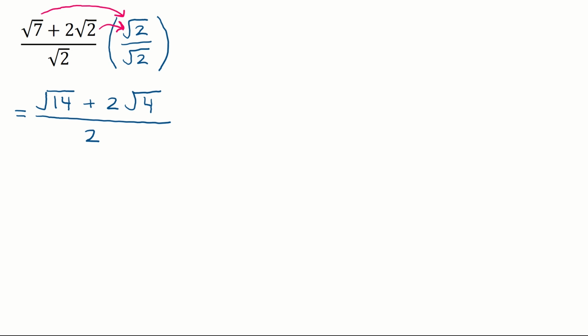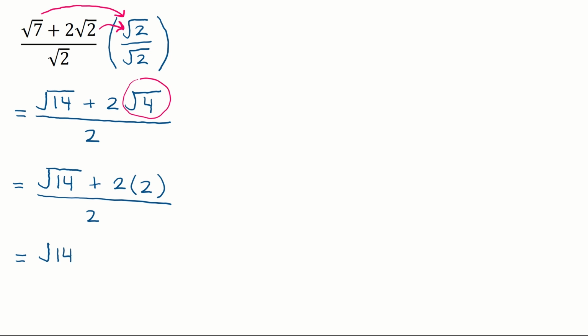And keep in mind here, root 4 is a perfect square, so we can simplify this even more by taking the square root of that. So it's going to be 2 times 2, which really just works out to a 4. So our final answer is going to be square root of 14 plus 4 divided by 2.